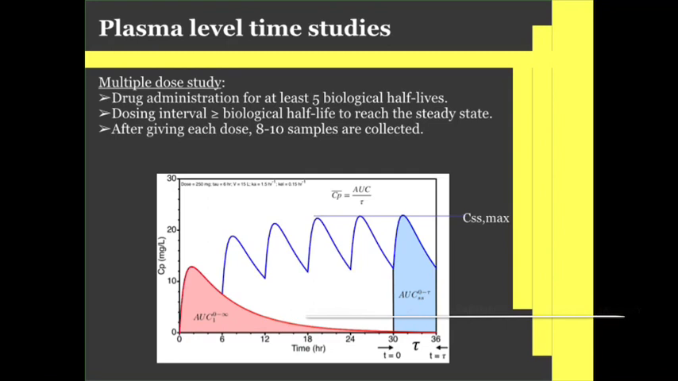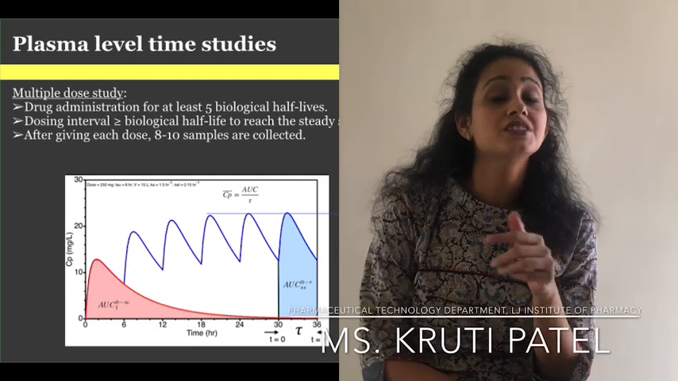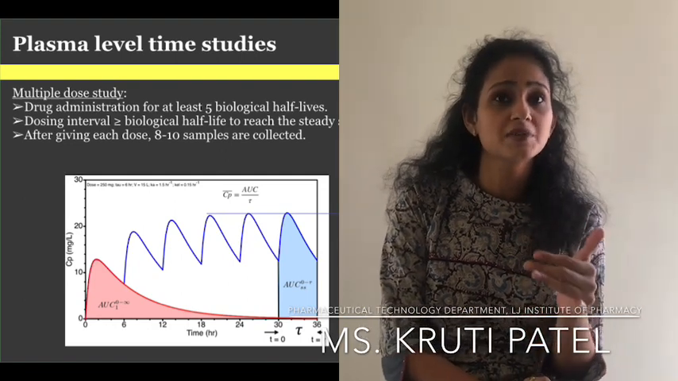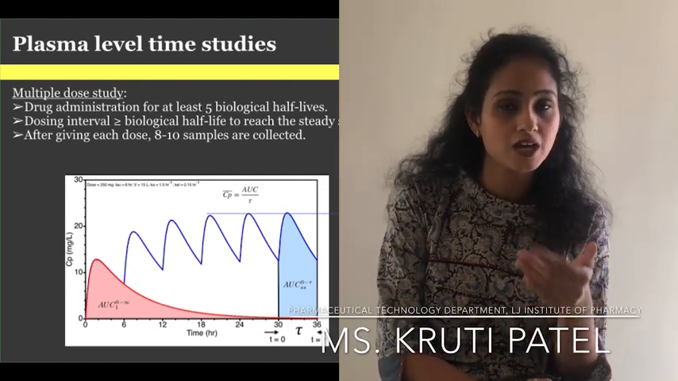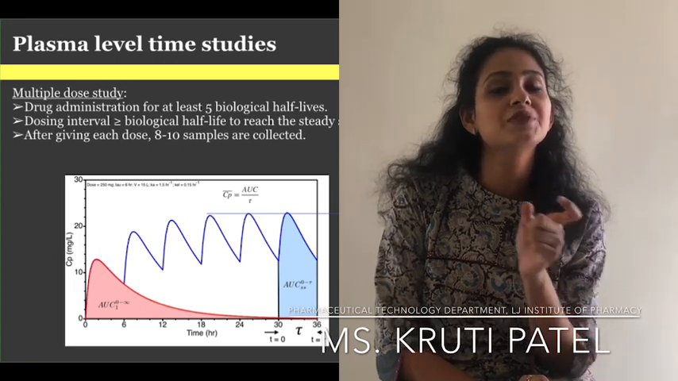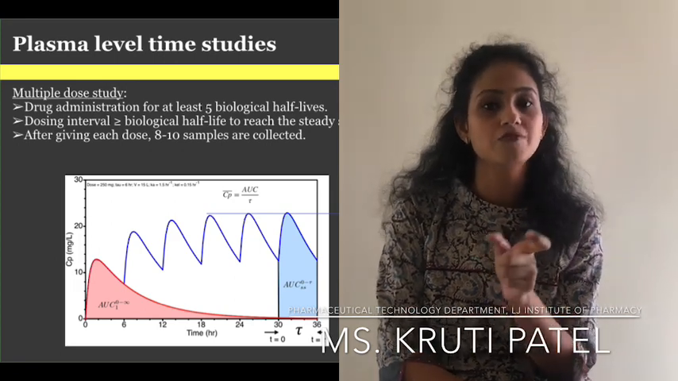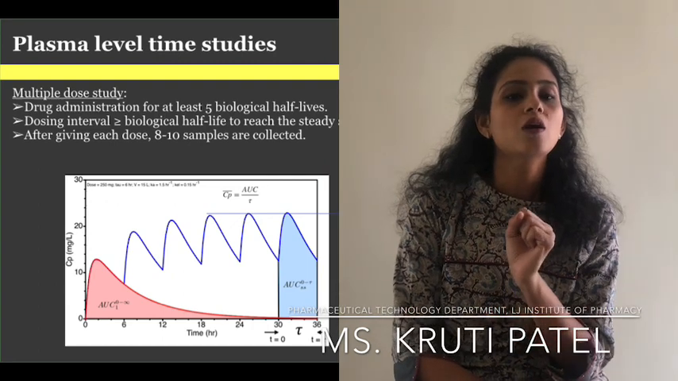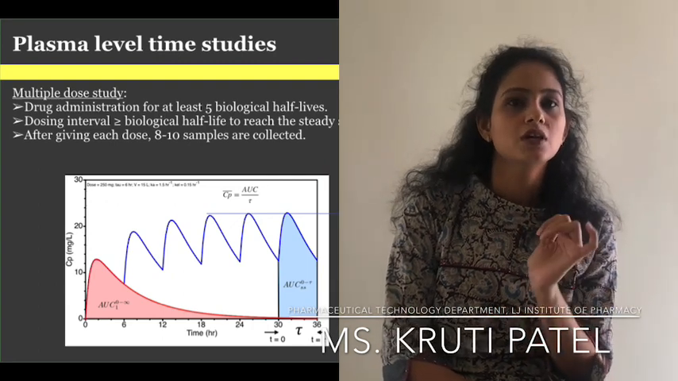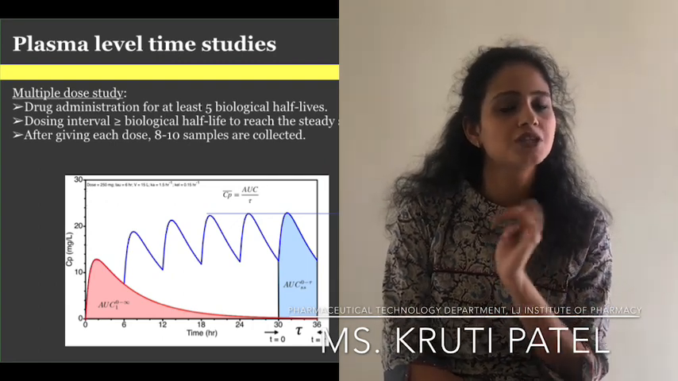Now next is the multiple dose study. In a multiple dose study, we have to administer a minimum of 5 doses, so that is drug administration for at least 5 biological half-lives. The dosing interval should be greater than or equal to the biological half-life to reach the steady state. Now what is this dosing interval? It is greater than or equal to the biological half-life.